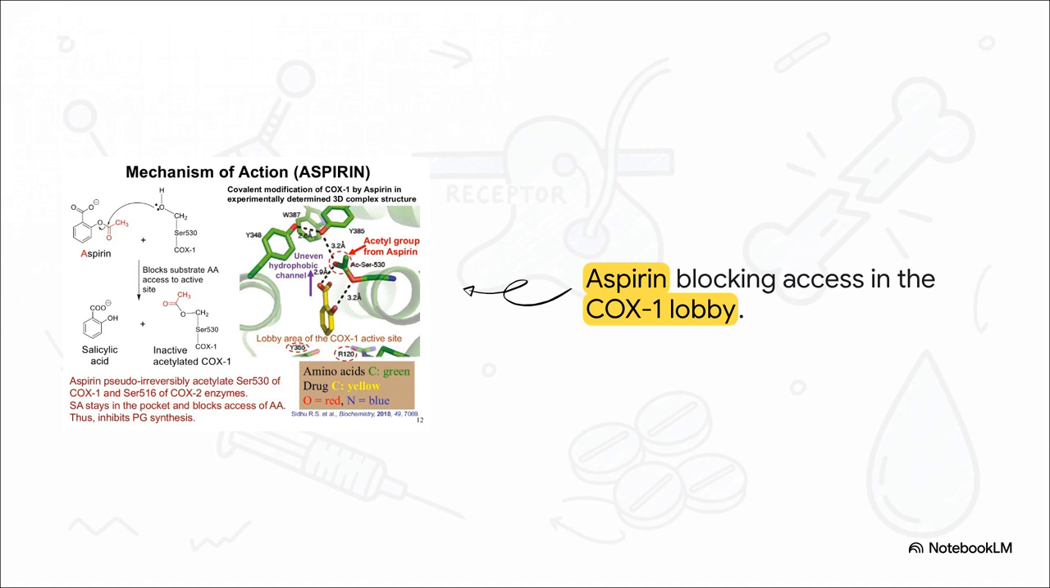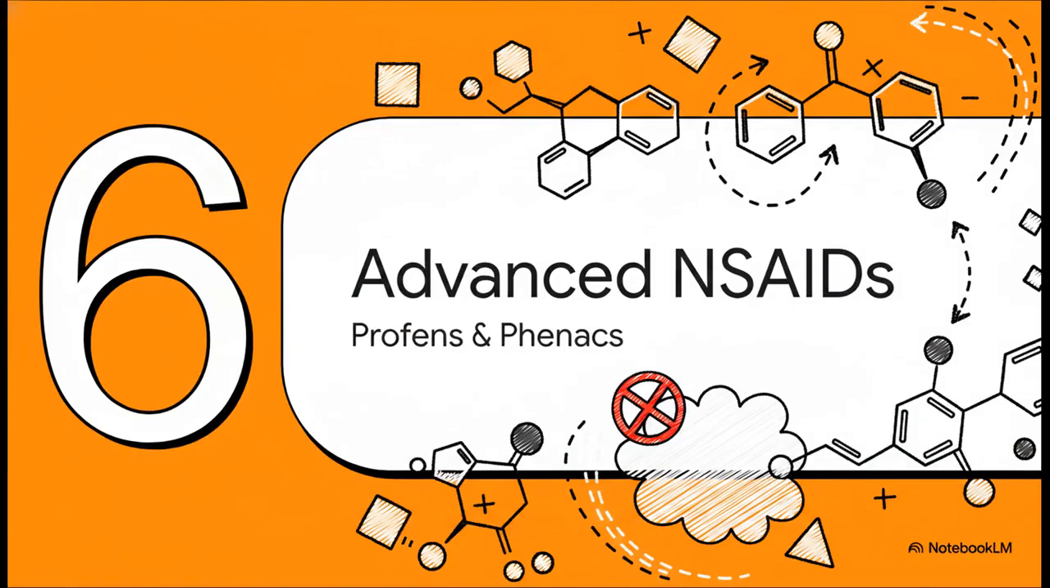The enzyme is officially dead, and your body literally has to manufacture brand new COX enzymes from scratch to restore normal function. Okay, final stretch. Section 6, profens and advanced NSAIDs. Let's wrap up our explainer by seeing how brilliant chemists purposefully tweak these structures to dodge nasty side effects.